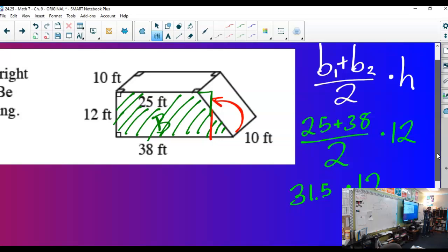That times the height: 315 plus another 63. 378 feet. Careful, this is our big B, right? So that's only feet squared. Any questions on how we did the trapezoid area? If you break it and do rectangle, triangle, you should get the same thing. Any questions?